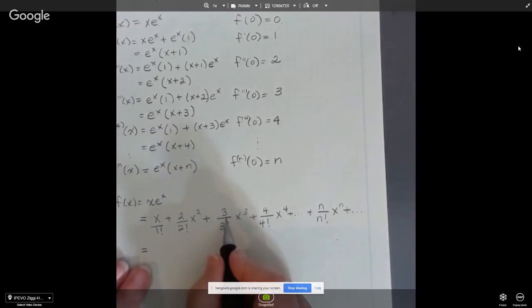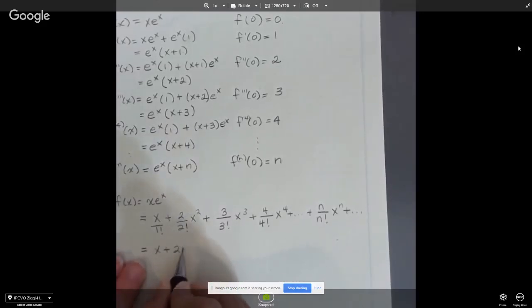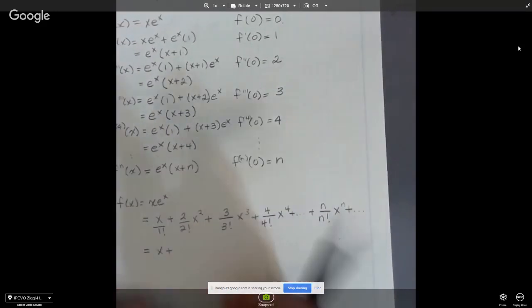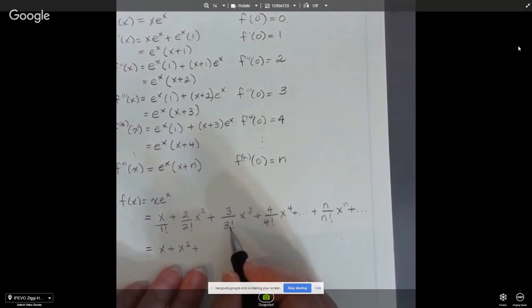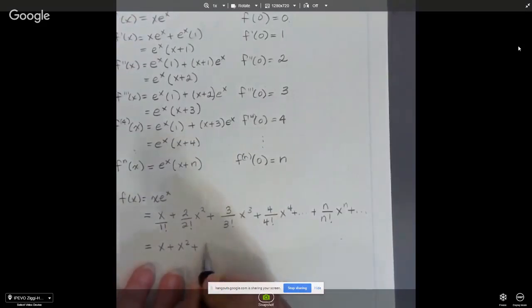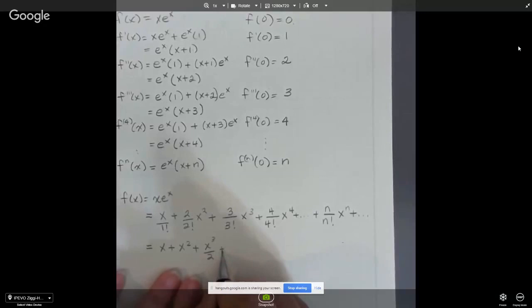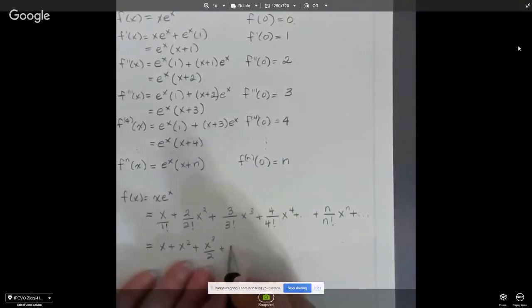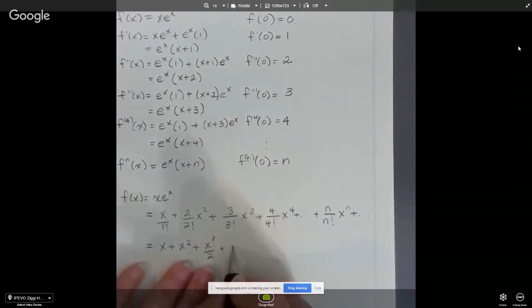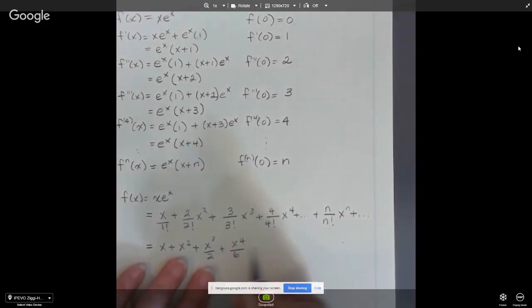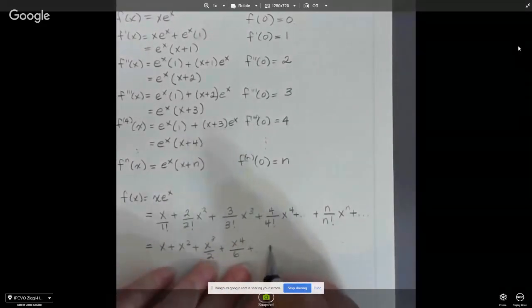So what's happening here is this is going to be x plus 2, x squared plus 3 factorial is 3 times 2, right? Yeah. So I can cancel the 3 out. So this will be x cubed over 2 plus 4 over 4 factorial is going to be x to the 4. The 4's cancel, right? So that's going to be x to the 4th over 6 plus dot, dot, dot.